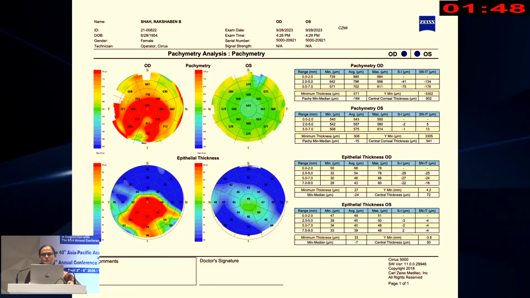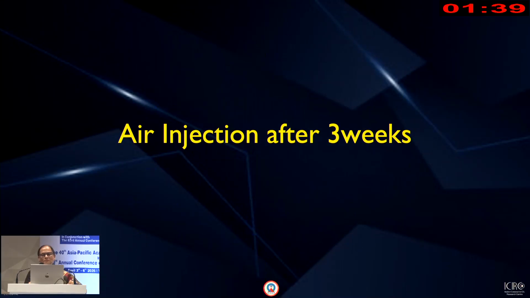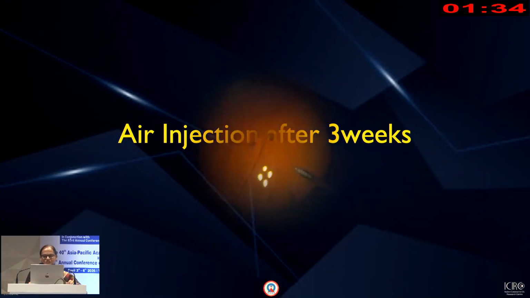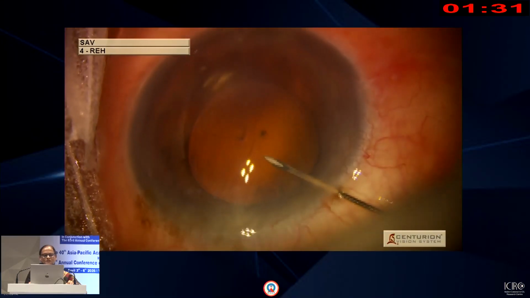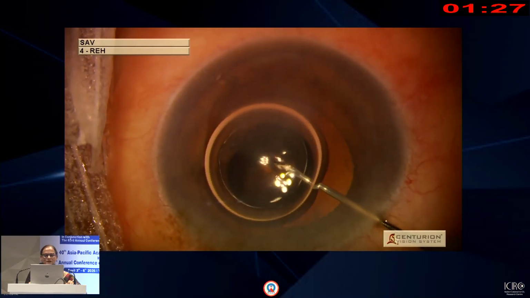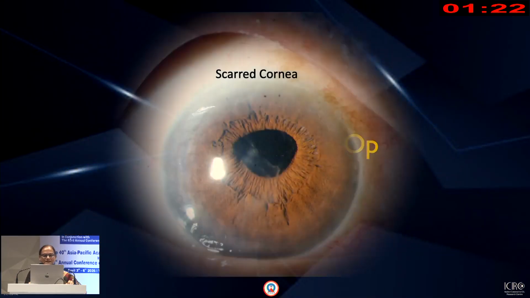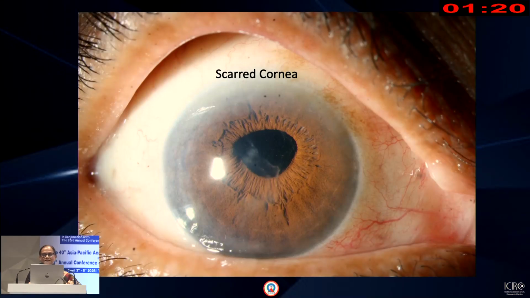So even if you leave a detached Descemet's membrane even for a couple of weeks, the corneal edema is going to go on increasing. So keeping in mind the pachymetry, the anterior segment OCT, we decided to do an air injection after 3 weeks. We did do a proper air injection and the Descemet's did attach very well. And after 2 months, this cornea cleared, but because of the delay in the large Descemet's membrane reattachment, there's a scarred cornea.